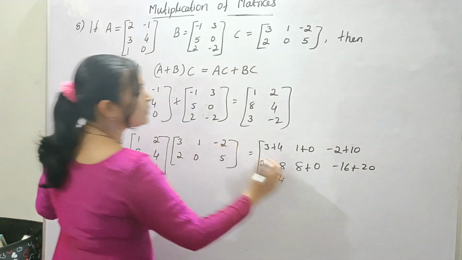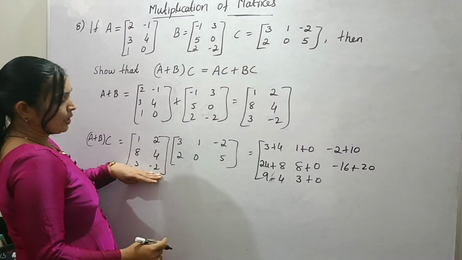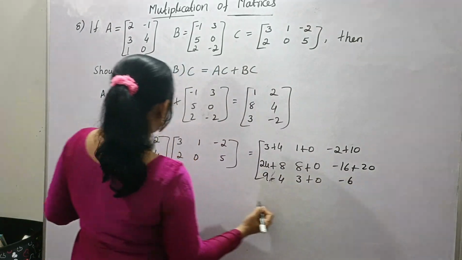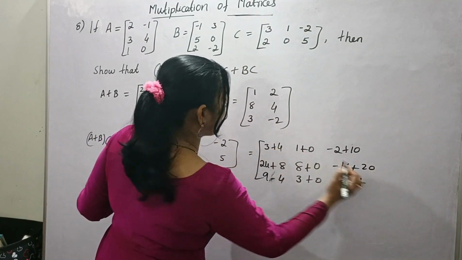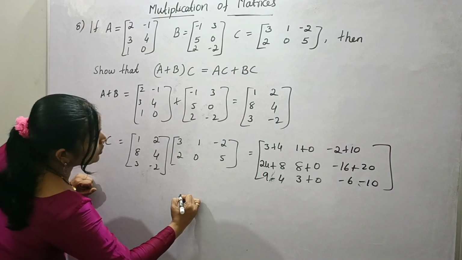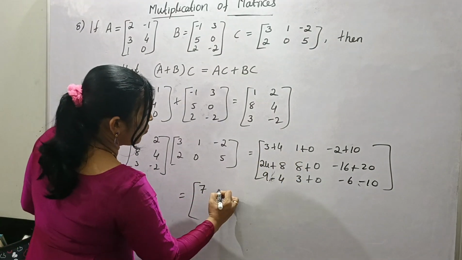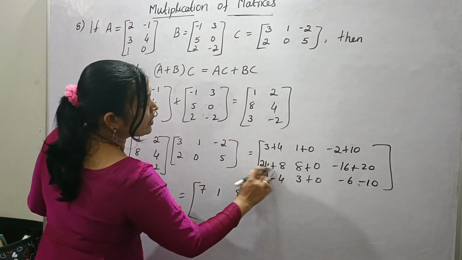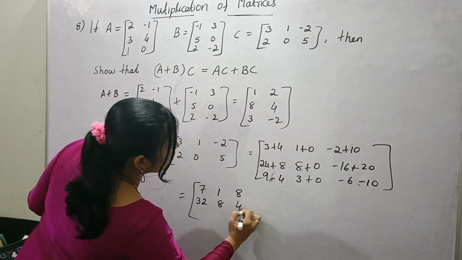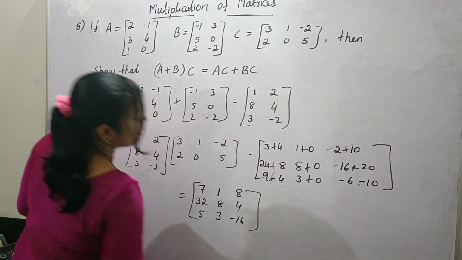3 into 1, 3 plus minus 2 into 0, 0. Third row multiply with the third column. 3 into minus 2, minus 6 plus minus 2 into 5, minus 10. That is equal to 3 plus 4, 7, 1, 8, 32, 8, 4, 9 minus 4, 5, 3, minus 16.